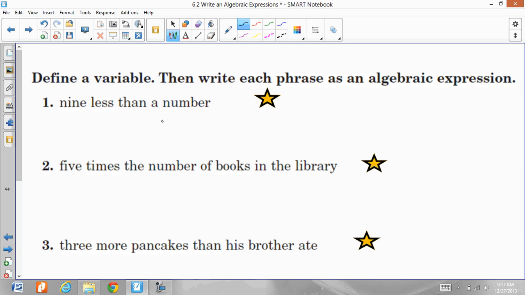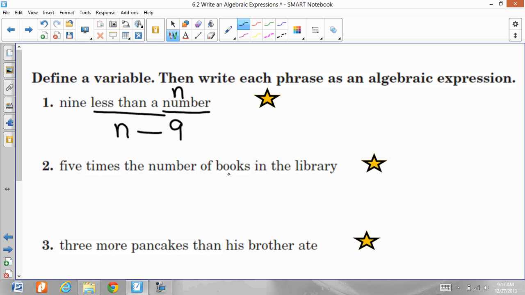Now they are asking you to define a variable, 9 less than a number. They want you to write each phrase as an algebraic expression. You do not know what the number is, so anytime you don't know what the number or any item represents, you're going to assume a variable. So I'm going to call my number n because I don't know what it possibly could be. So 9 less than a number, less than means subtraction. So n minus 9 because 9 is less than, so the 9 is the smallest one.